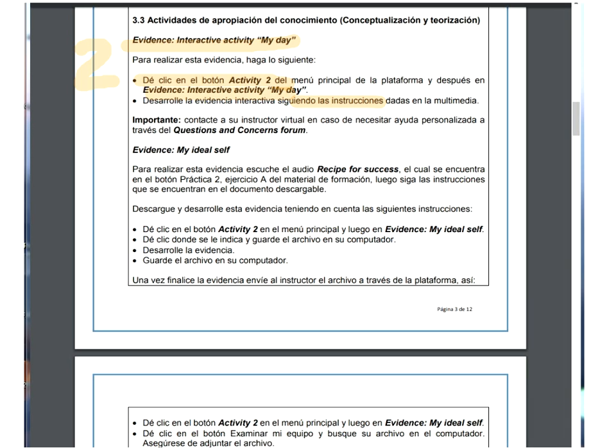Number 3. My Ideal Self. There is a recipe for success in the bottom of practice. Follow the instructions, download and do the activity, having in mind the instructions for it. So that is evidence number 3.